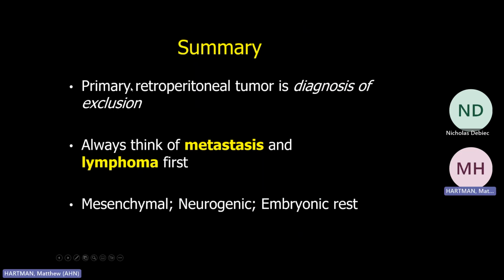So in summary, a retroperitoneal tumor is a diagnosis of exclusion. Always think Mets and lymphoma. And remember our three categories: mesenchymal, neurogenic, embryonic rest.